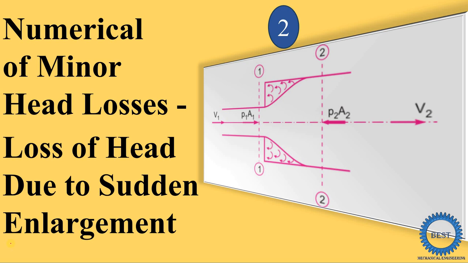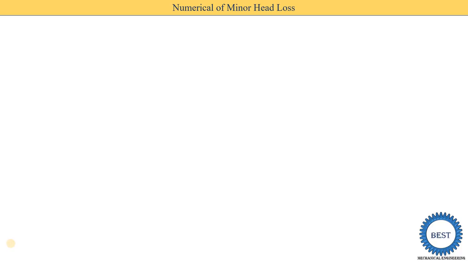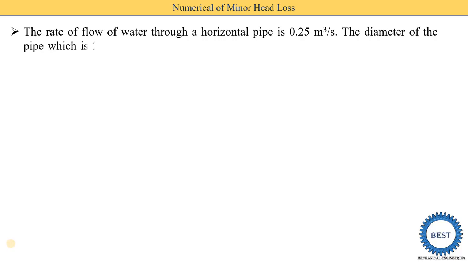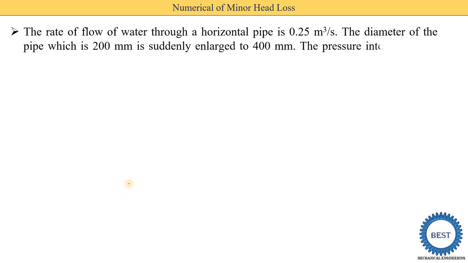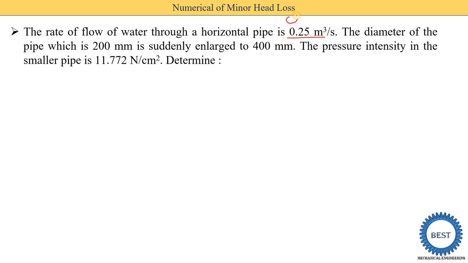In this video, we solve the numerical of loss of head due to sudden enlargement. First, we understand the problem statement. The rate of flow of water through a horizontal pipe is 0.25 meter cube per second. Rate of flow of water means Q is given. The diameter of the pipe is 200 mm and it is suddenly enlarged to 400 mm, means D1 and D2 are given. This one is D1, this is D2.